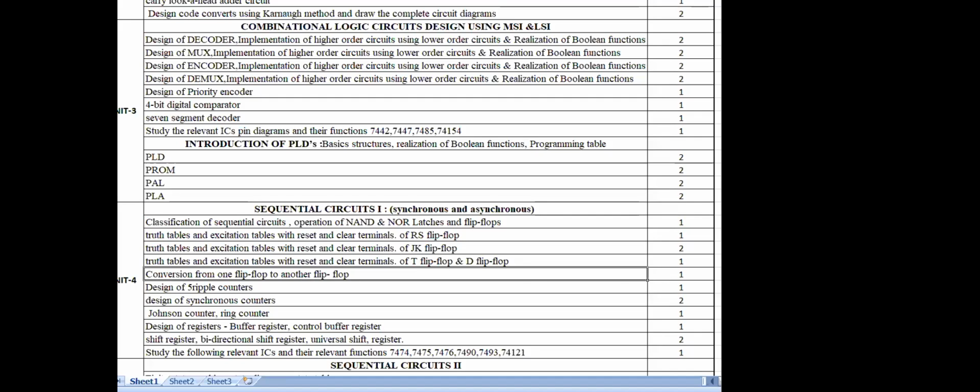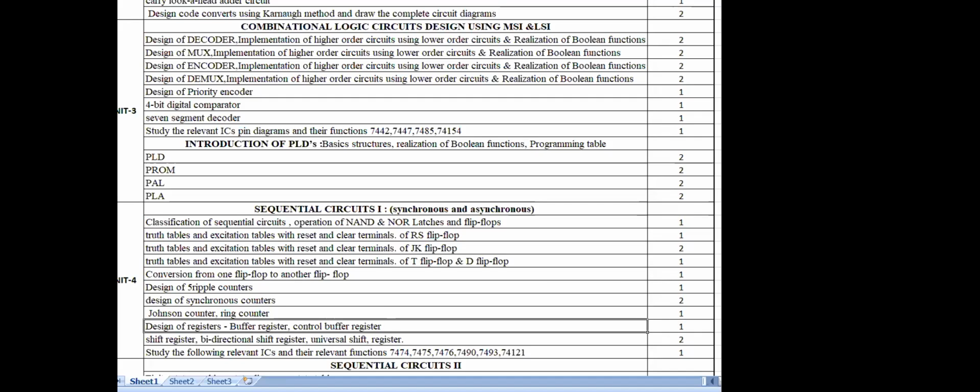Now the second part we are going for, we have to verify the counters, synchronous counters, ring counters, Johnson counter, registers, shift registers, bidirectional shift registers. We have to complete these parts. In this we are going for designing of registers.